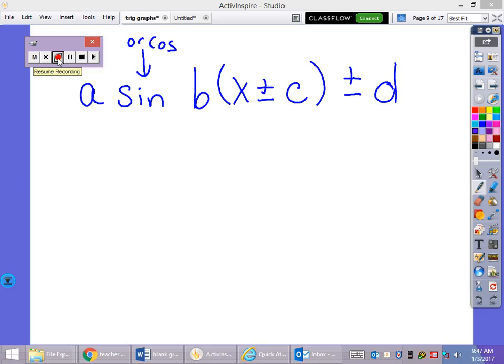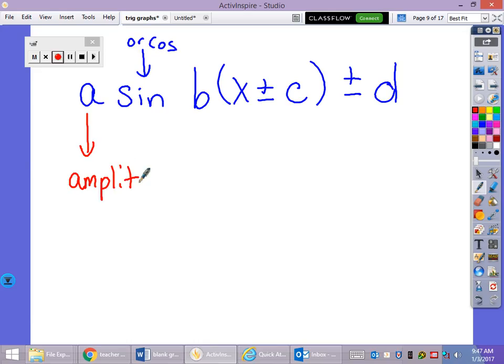Okay, here we go. Let's start with A. A is the amplitude. Okay? That's my rise above and below the 0 line. All right? If there's a negative out front, it means there's a reflection. Okay? All right, this can be sine or cosine.